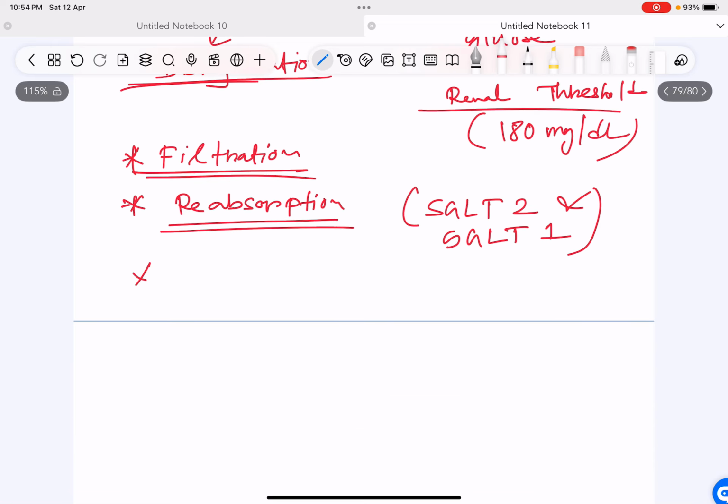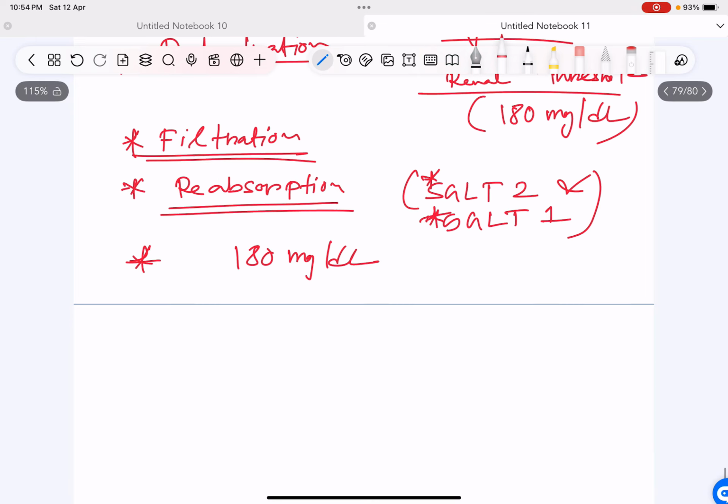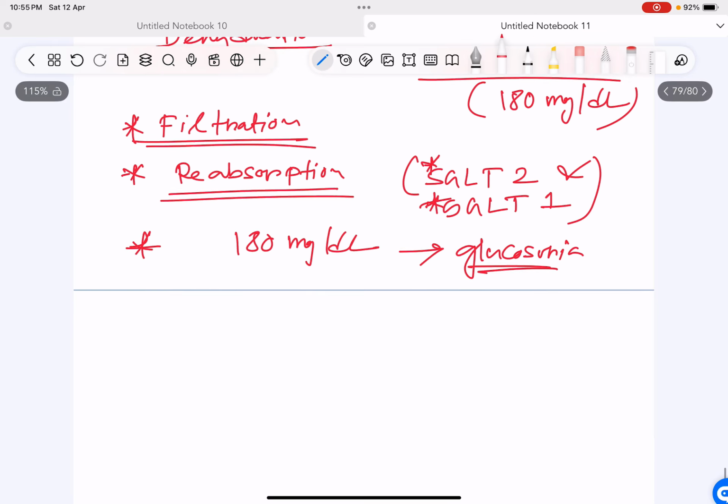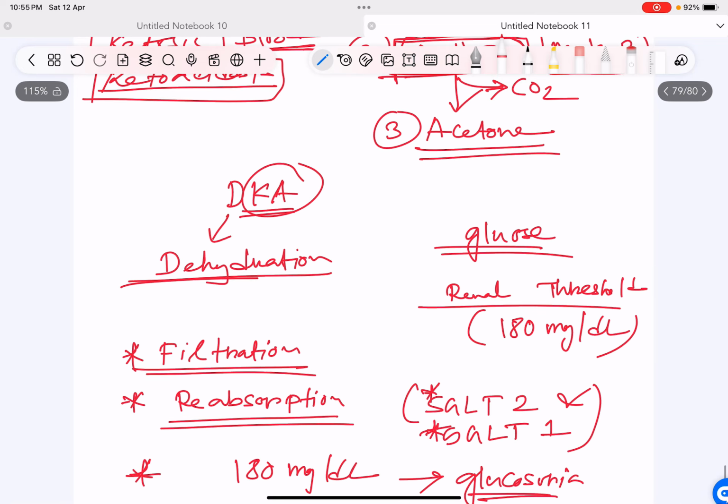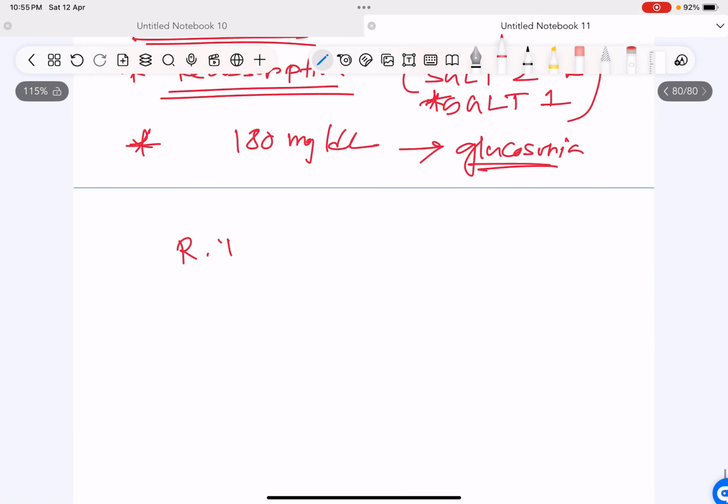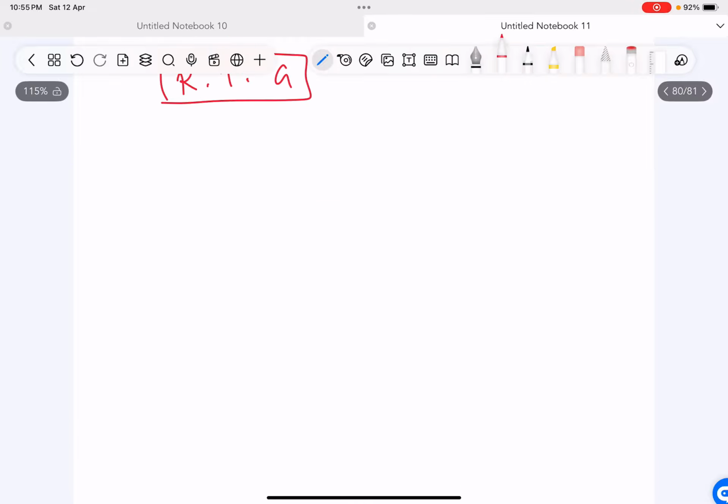Now, when the plasma glucose level reaches more than 180 mg per dL, these transporters get saturated and the excess glucose appears in the urine. That is known as glucosuria. Renal threshold for glucose is the first term. Another important term related to this is the TM, transport maximum for glucose.